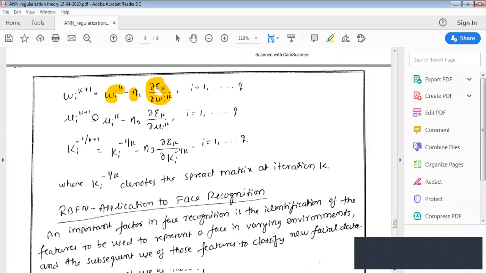Similarly, the centers are also going to change according to this algorithm: mu i (k+1) equals mu i k minus eta 2 into the partial derivative of e k with respect to mu i in the kth iteration. Remember one thing, eta 1 is for the weight and eta 2 is for mu i. So there are different learning rates for the weight vector and for the centers. And the spread matrix is also varied according to this equation, in the same manner, with a learning rate of eta 3.